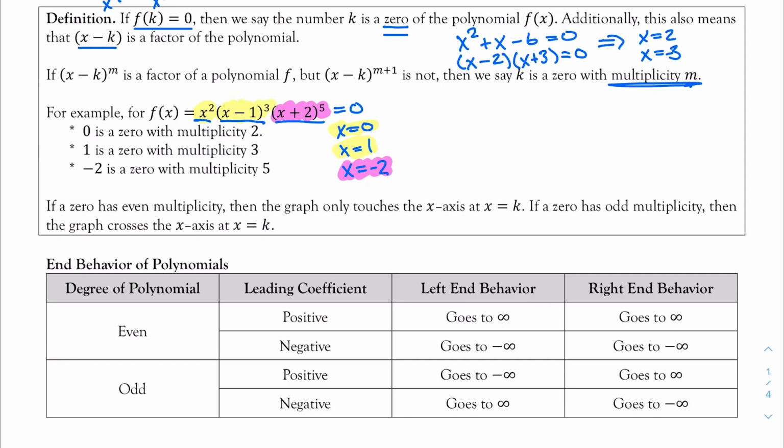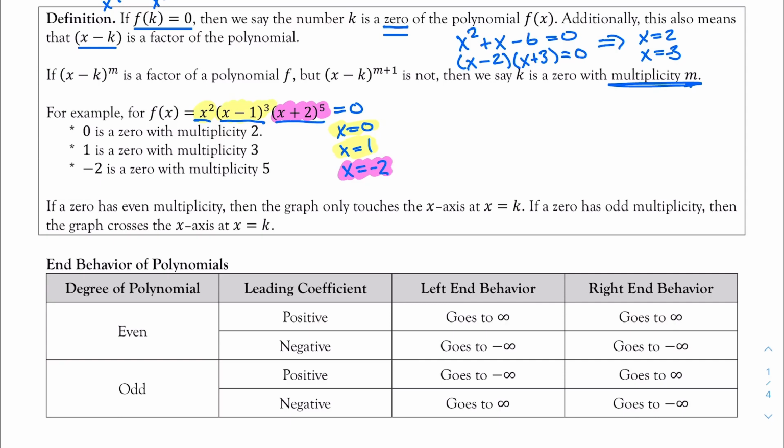So why do we care about multiplicity? Well, as it turns out, if I know what the multiplicity is, it gives me some valuable information about the graph of the polynomial. If a zero has even multiplicity, then I know that my graph only touches the x-axis at that zero. However, if we have an odd multiplicity, then the graph crosses the x-axis at that zero.